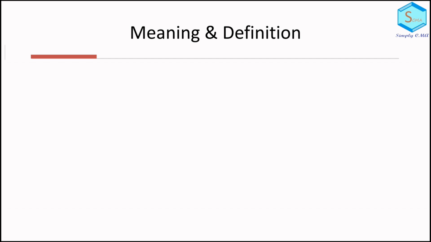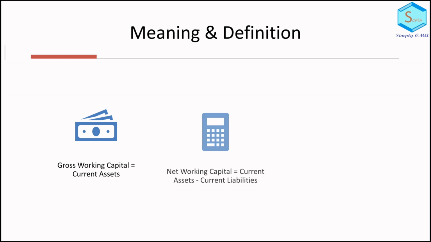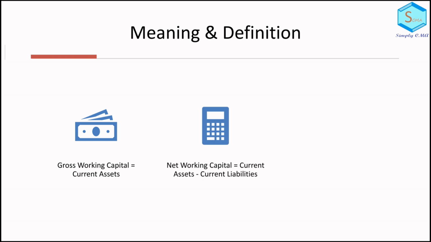Then, meaning and definition. First, in working capital management, is gross working capital. Gross working capital generally denotes total current assets of the organization. Next is net working capital. Net working capital is equal to gross working capital minus current liabilities, or we can say current assets minus current liabilities.